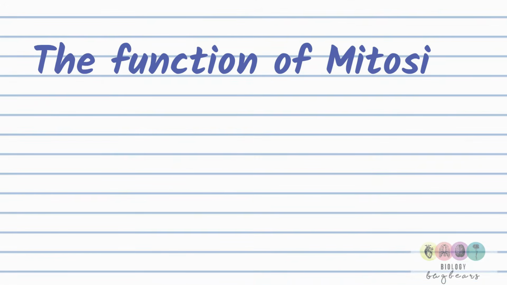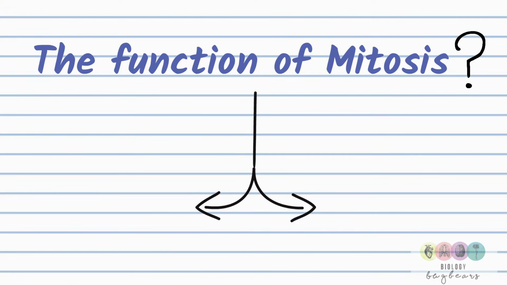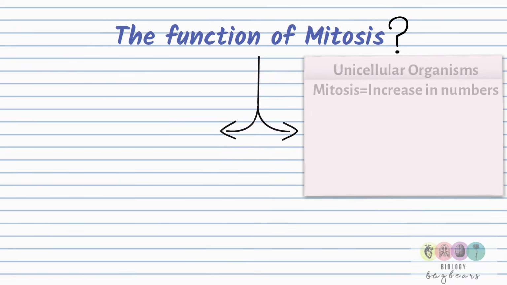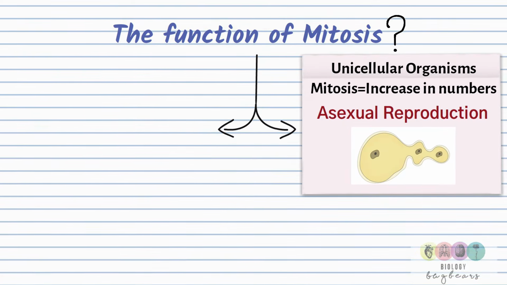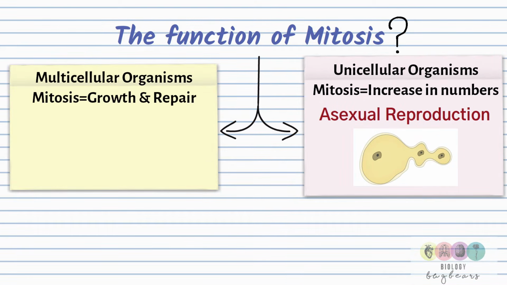So what is the function of mitosis? Well, that all depends on whether the organism is unicellular or multicellular. In unicellular organisms, mitosis is for increasing numbers. It's a means of reproduction. It's asexual reproduction. Whereas in multicellular organisms, mitosis is used for growth and repair.